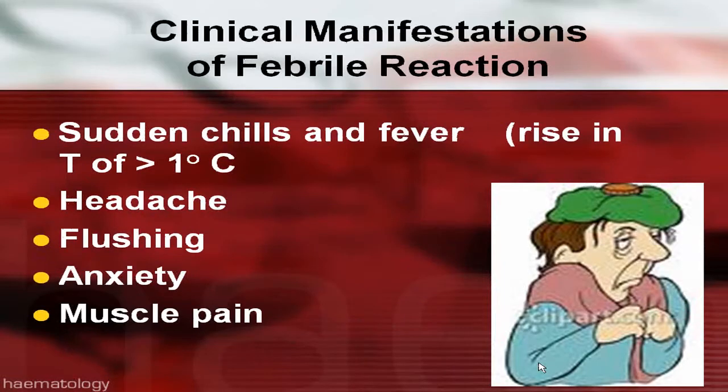Febrile reaction manifestations that you're going to see? Well, you're going to have a fever. Sudden chills and fever. The temperature is going to go up greater than 1 degree centigrade. They'll have a headache. They'll probably have flushing going along with this fever and chills. And they'll feel anxious and they'll have muscle aches and pains. It's like having the flu.